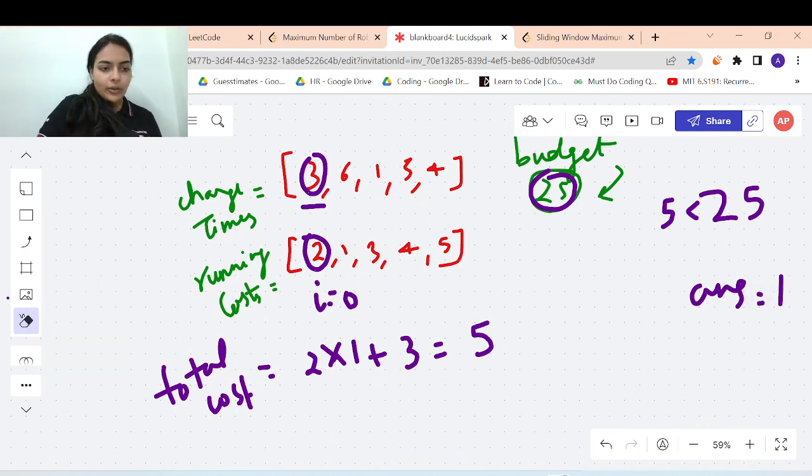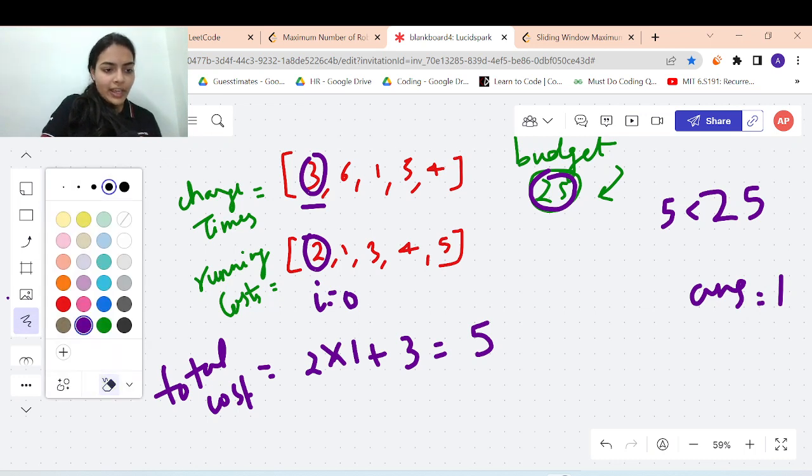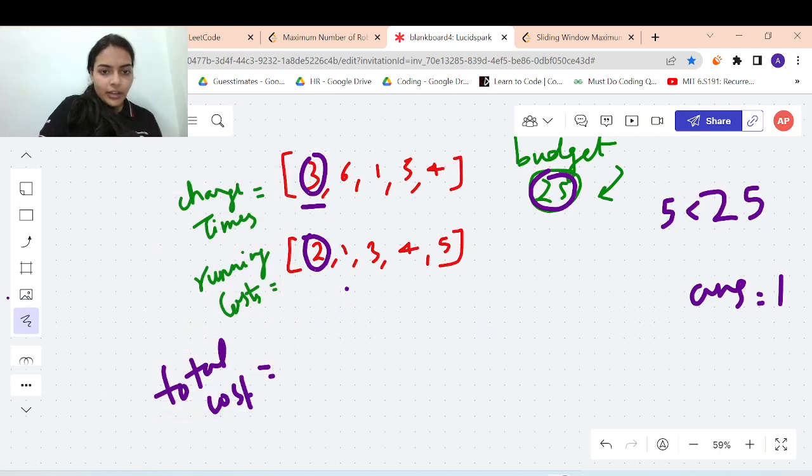Okay, now let's continue. For the next time what will happen, let's try picking the next element. Let's move our i pointer. i will be equal to 1. Okay, now we are trying to pick these two elements. Now what is the total running cost? 2 plus 1 is equal to 3.